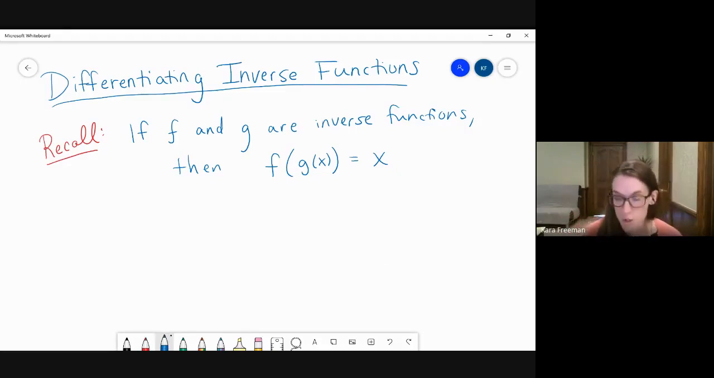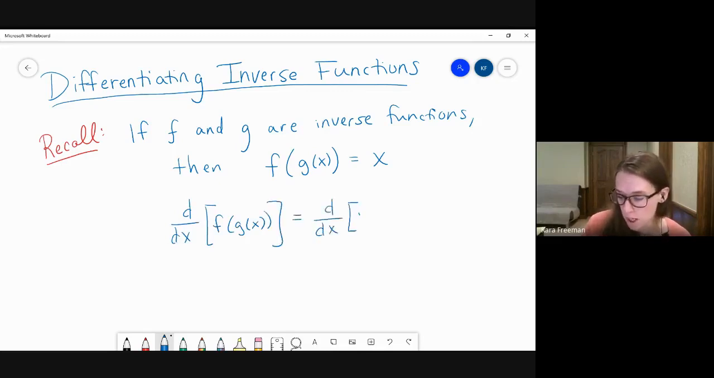So if f and g are inverse functions, and let's say I want to find the derivative of the inverse function g. So we have this property, f of g of x equals x. Let's go ahead and take the derivative of both sides. So if we were to take the derivative with respect to x of both sides of this equation, those would also be equal. Okay, so if they're inverse functions, they have this property. And now I'm going to take those derivatives, and those derivatives would also be equal.